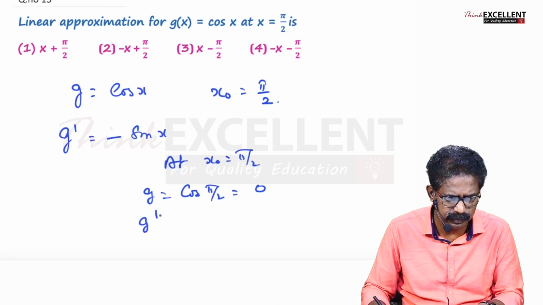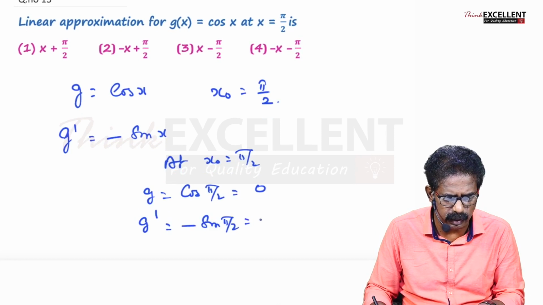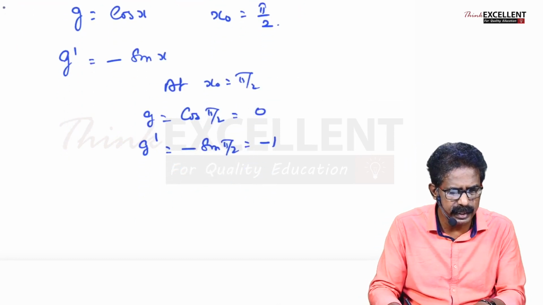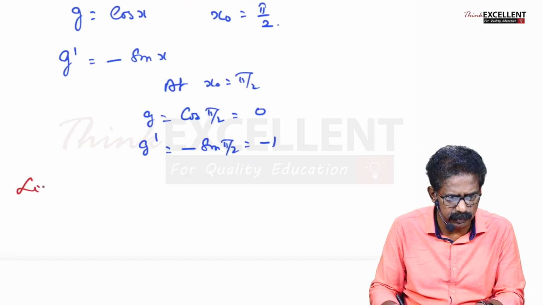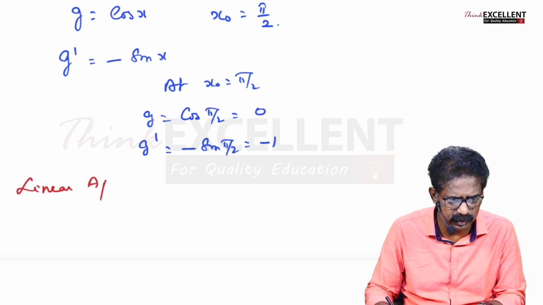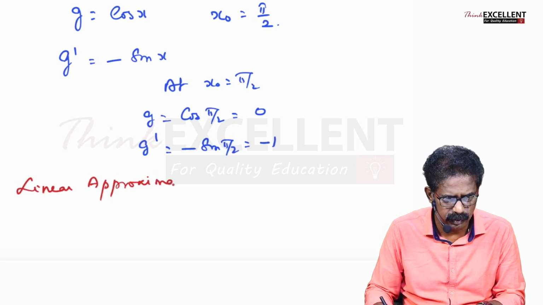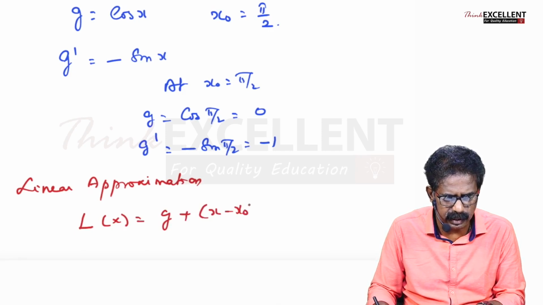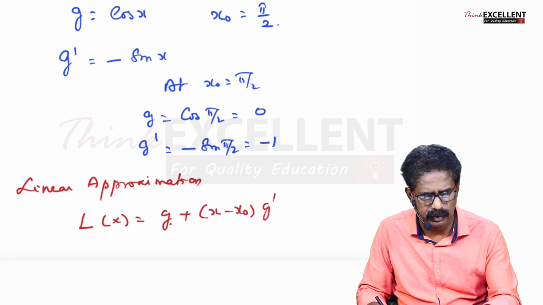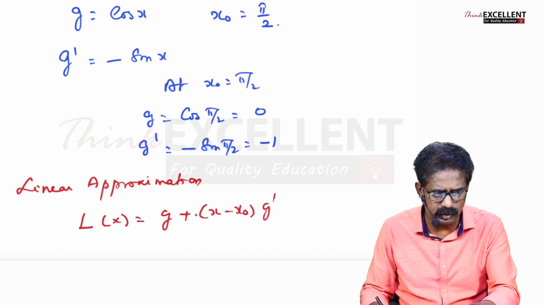g dash, that is minus sin pi by 2. So that is minus 1. The linear approximation for several variables also we have another formula, right? There we take partial derivative. Linear approximation L of x equals g plus x minus x naught into g dash. Or first you write g dash into x minus x naught.